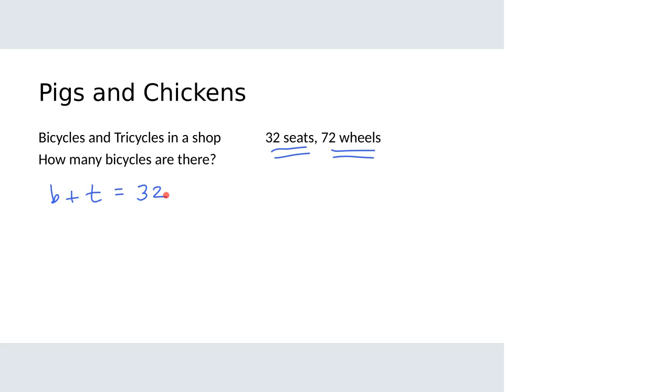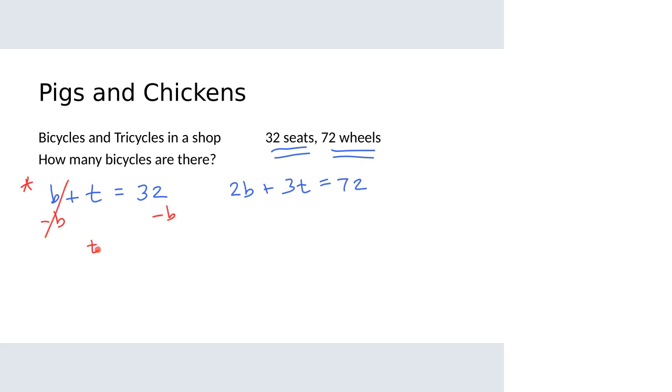And then the other equation about the wheels: a bicycle has two wheels, so 2 times b, where b is the number of bicycles, plus 3 times t, since there are 3 wheels on every tricycle, is equal to 72. Now we have two equations and two variables, so we can solve. What we can do here is use a process called substitution. We're going to go to the equation that has ones as the coefficients on our variables. We can solve for either one. It doesn't really matter. I'm going to subtract b from both sides.